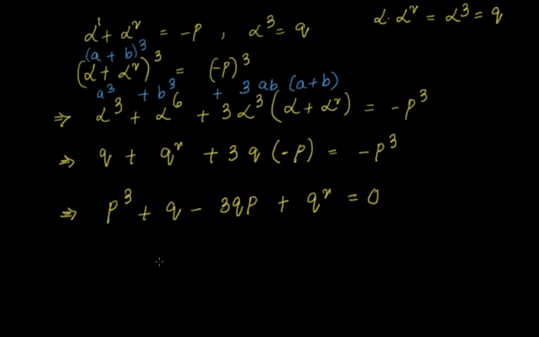I can leave it like that, or I can take q common and say p cube plus q into 1 minus 3p plus q square is equal to 0. So that's a relation between p and q, that is p cube plus q into 1 minus 3p plus q square equal to 0.